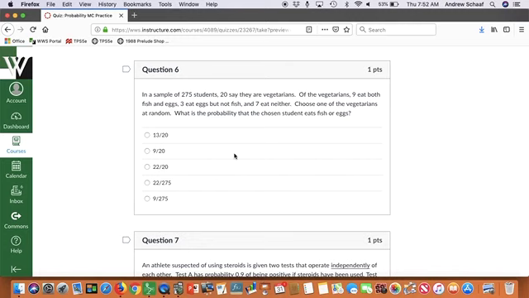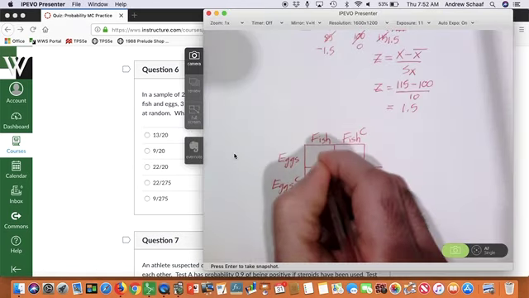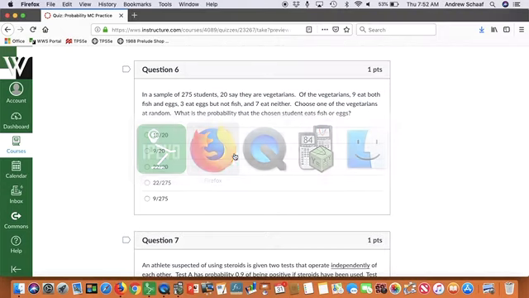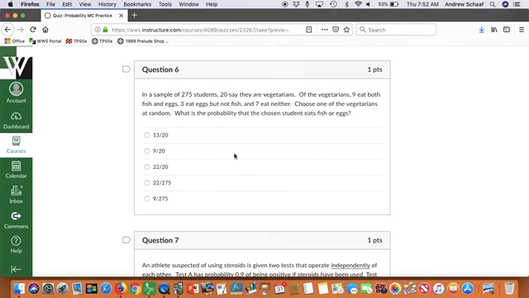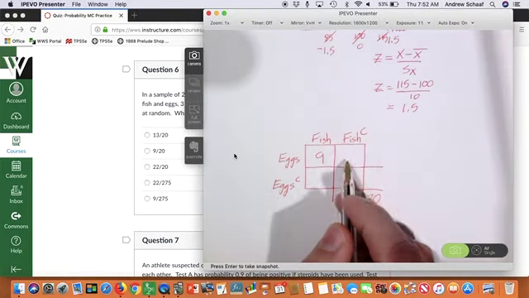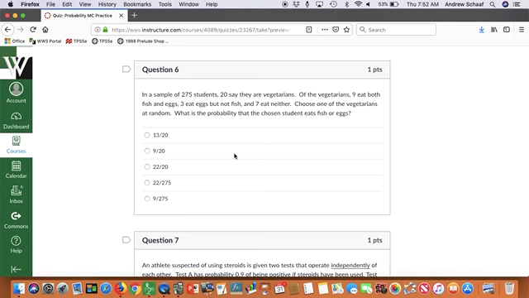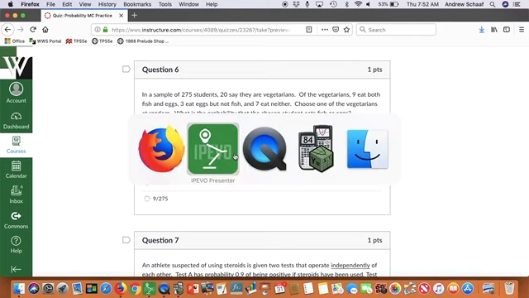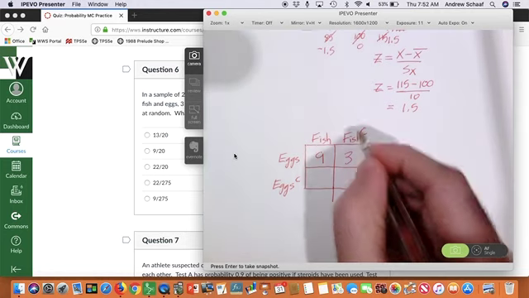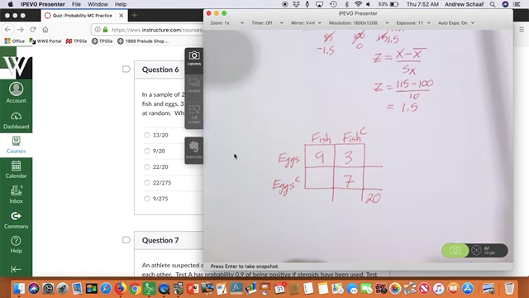So let's go back to the information. It says of the vegetarians, so of these 20 people, 9 eat both fish and eggs. So I know where the 9 goes, fish and eggs. So 3 eat eggs, but not fish. So eating eggs and not eating fish, here's where those 3 people go. And 7 eat neither. So 7 eat neither. Fish complement, egg complement. Here's those 7.